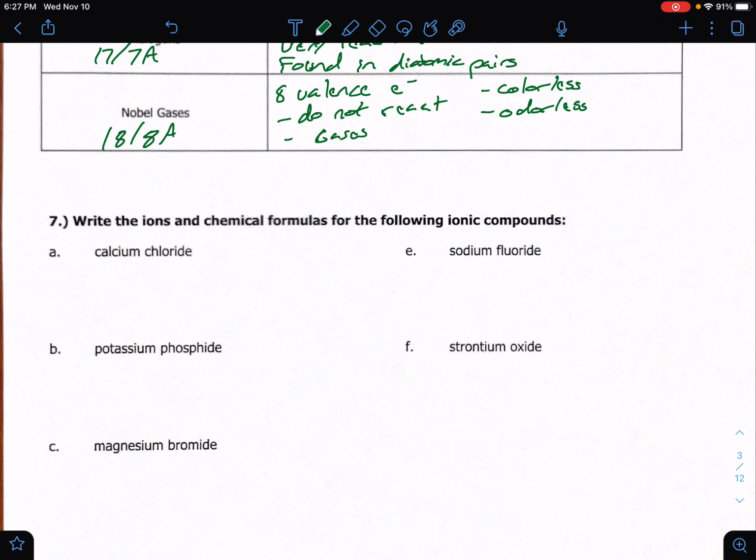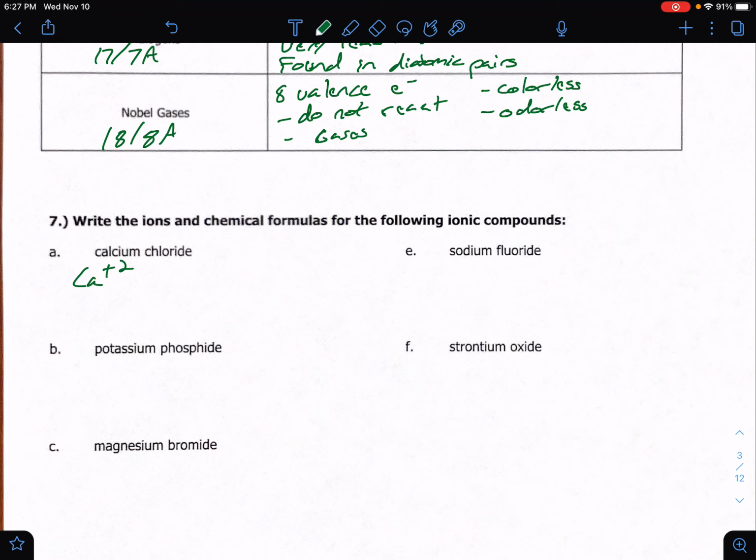For section 7, write the ions and chemical formulas for the following ionic compounds. Ions means I need to write the positive and the negative pieces first before I put them into a formula. This is where you're going to use your periodic table. If you look up calcium, that's in group 2, so that's going to be Ca with a +2 charge.